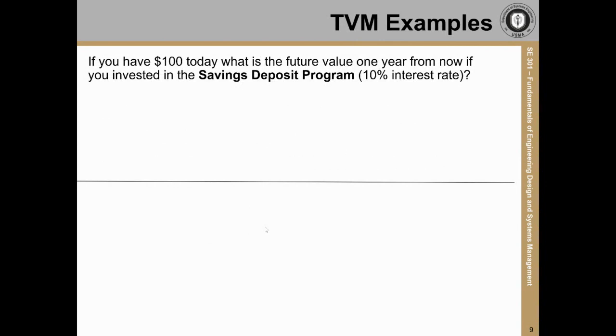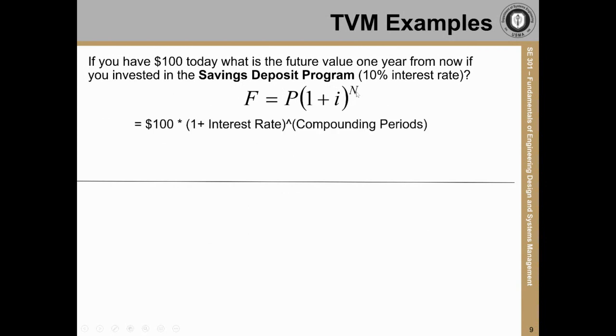So working through a couple of examples, if you have $100 today, what is the future value 1 year from now if you invested in the SDP program? So future is equal to present times 1 plus i raised to the n. Your present value is $100. i is 10%, so 0.1. n is 1 year. So it's worth $110 a year from now.